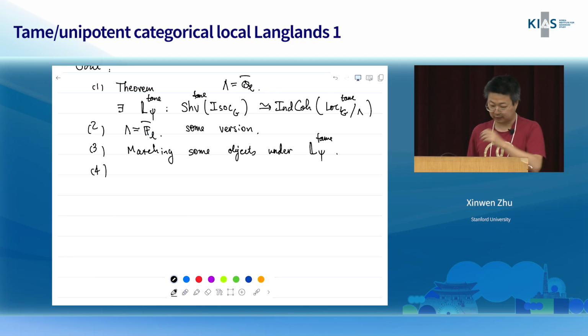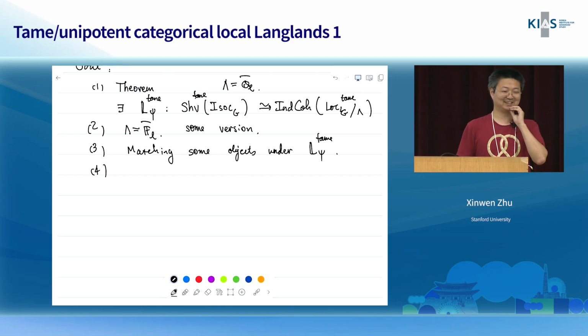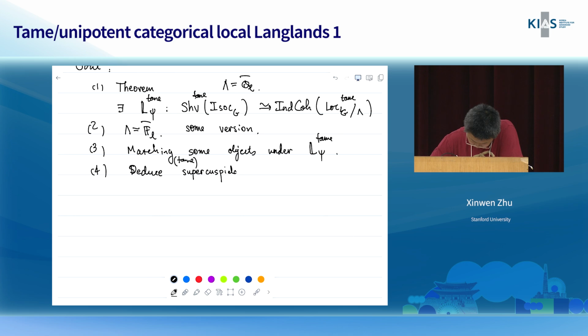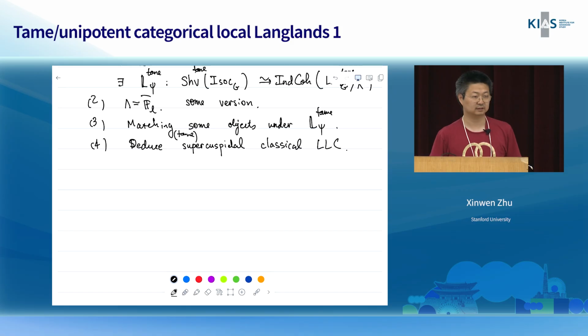Fourth is, for me, one of the motivations to do this categorical version of local Langlands: to try to deduce classical local Langlands from it, not go the other way around. And it hasn't really been achieved, I think. But I will try to do some supercuspidal parts, how to deduce, maybe tame supercuspidal, classical local Langlands from this categorical version.